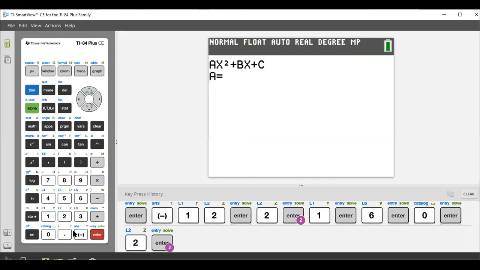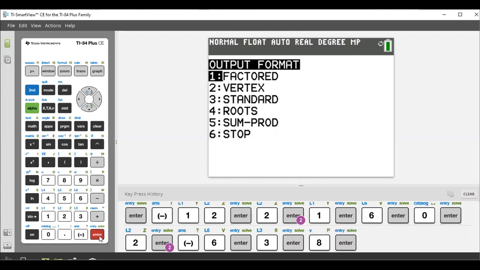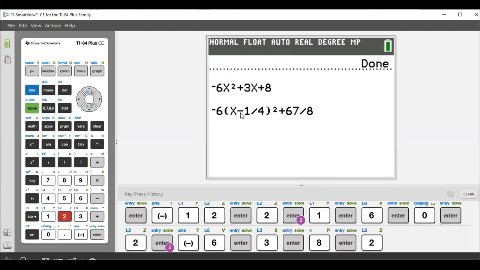The input is in standard form, so we're going to go a -6 for the A term, a +3 for the B term, +8 for the C term, and then we want to put it in the vertex form, and it's telling us that the x coordinate is going to be 1/4, or you can say 0.25. The y coordinate would be 67/8. We don't care about that. We only care about the x.